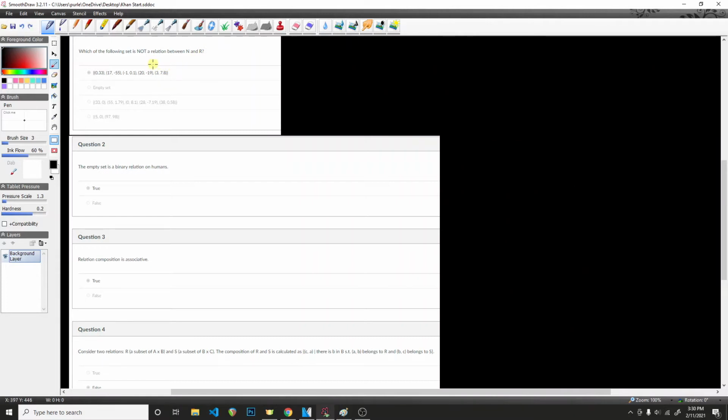7.8 is a real number, -19. Real numbers encompass a lot of different things, including fractions and decimals and all that. But because we have this one instance of -1 where we should be having the natural numbers, clearly that is incorrect. But let's look at the other options real quick.